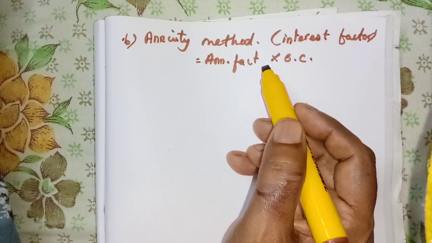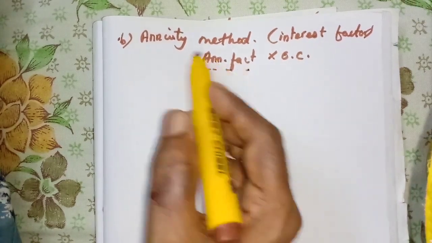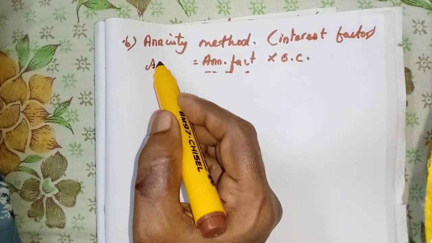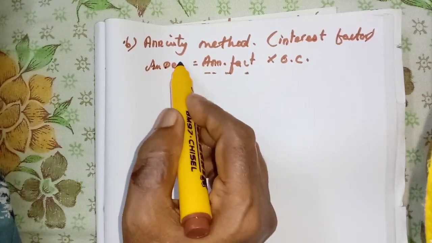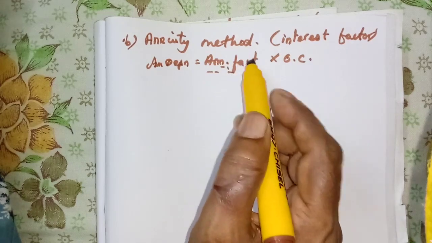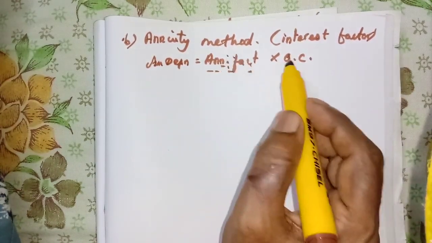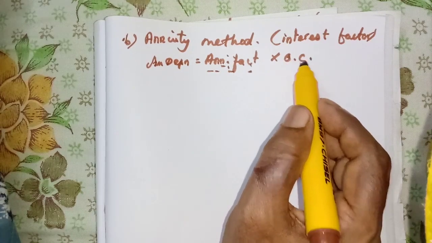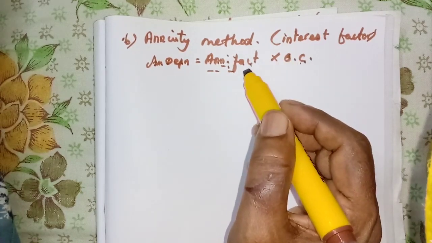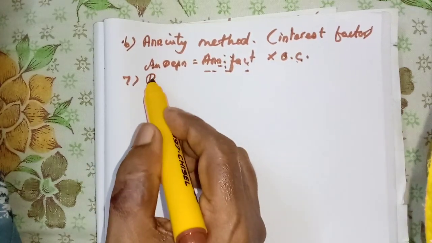Here to calculate the amount of depreciation, the annuity factor will be considered. Depreciation is equal to annuity factor into original cost. They will give an annuity table, and we need to take one value from that table and multiply it with the original cost. We will get the depreciation. Then the revaluation method.